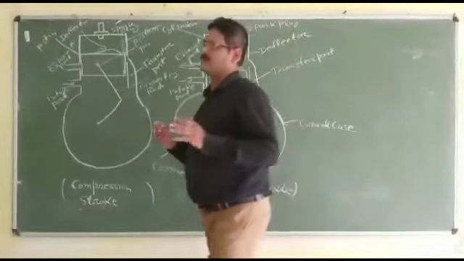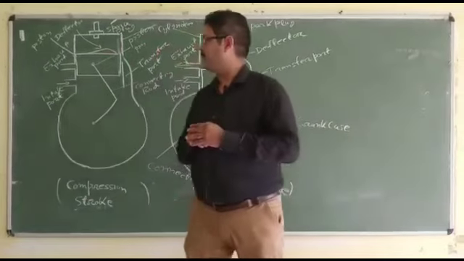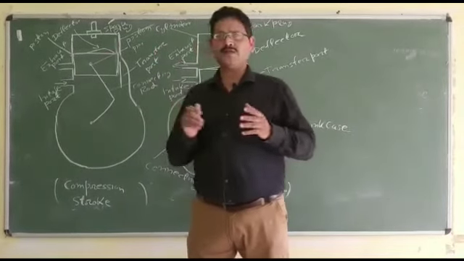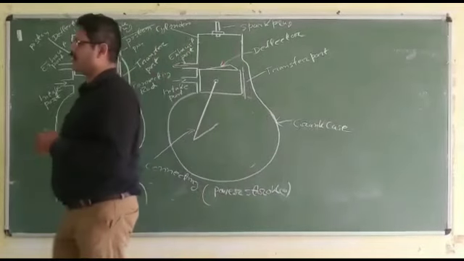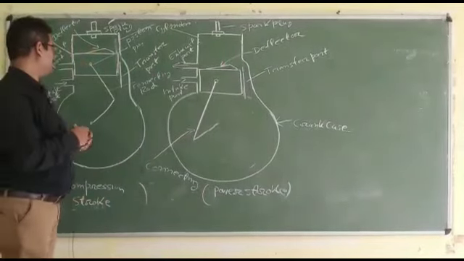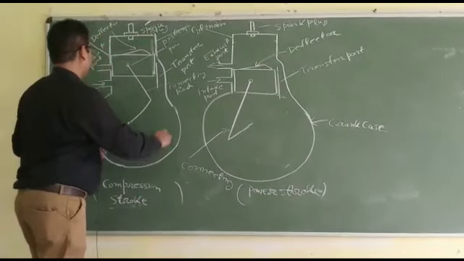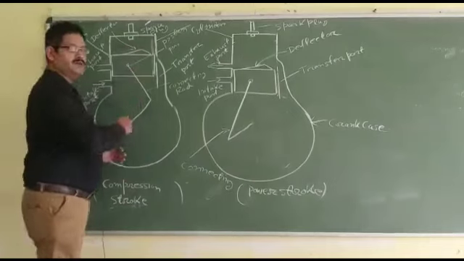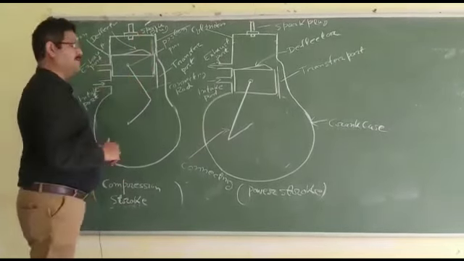So today we will discuss the operation of a two-stroke cycle engine. Before discussing the two-stroke cycle engine, we must consider its important components. You have the cylinder, the crankcase, and the piston, which reciprocates between the top dead center and the bottom dead center.